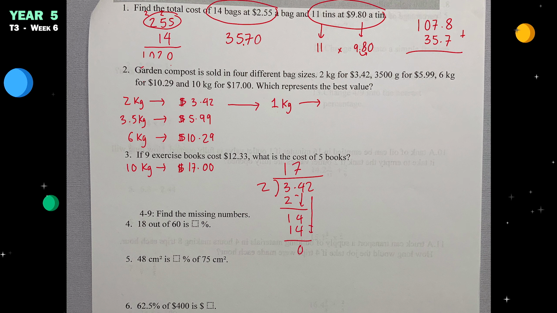Now, $3 divided by 2 should be $1.71. So this will make sense if it's only $1.71, not $17.10, that will be ridiculous. Now for this one, I have to divide it by 3.5.